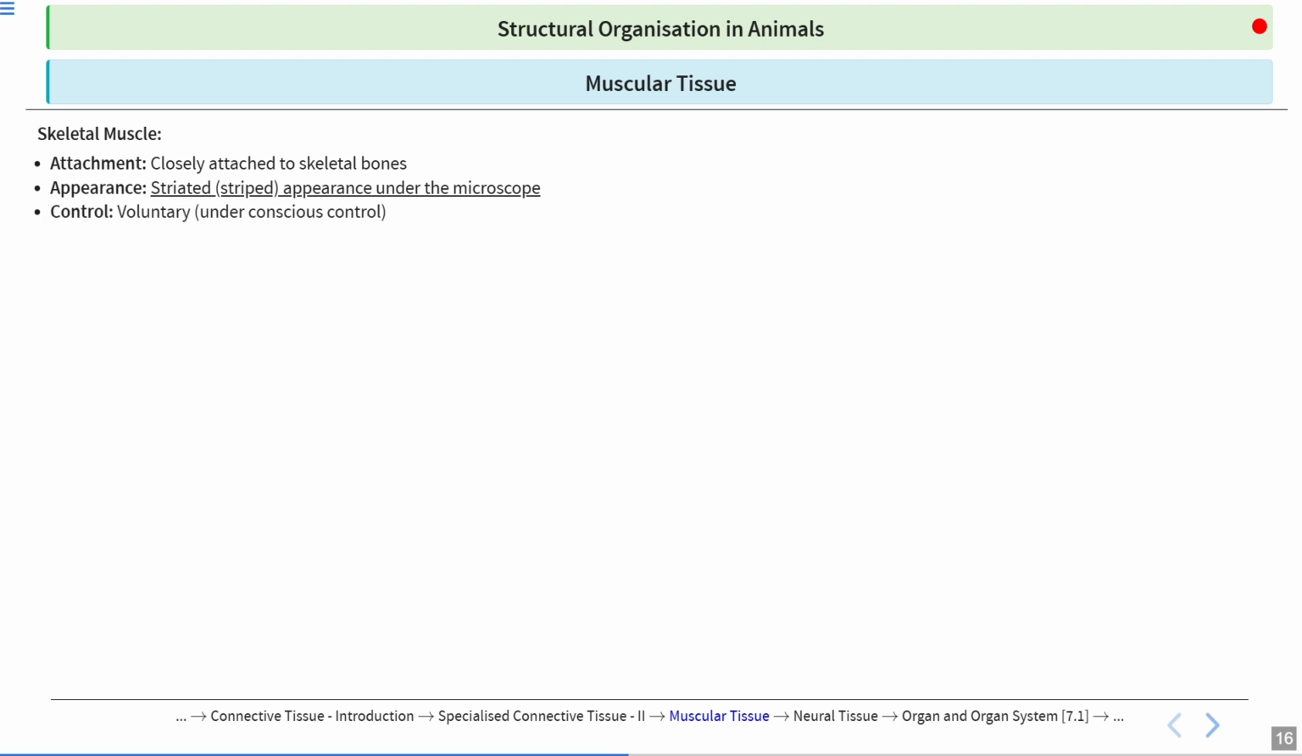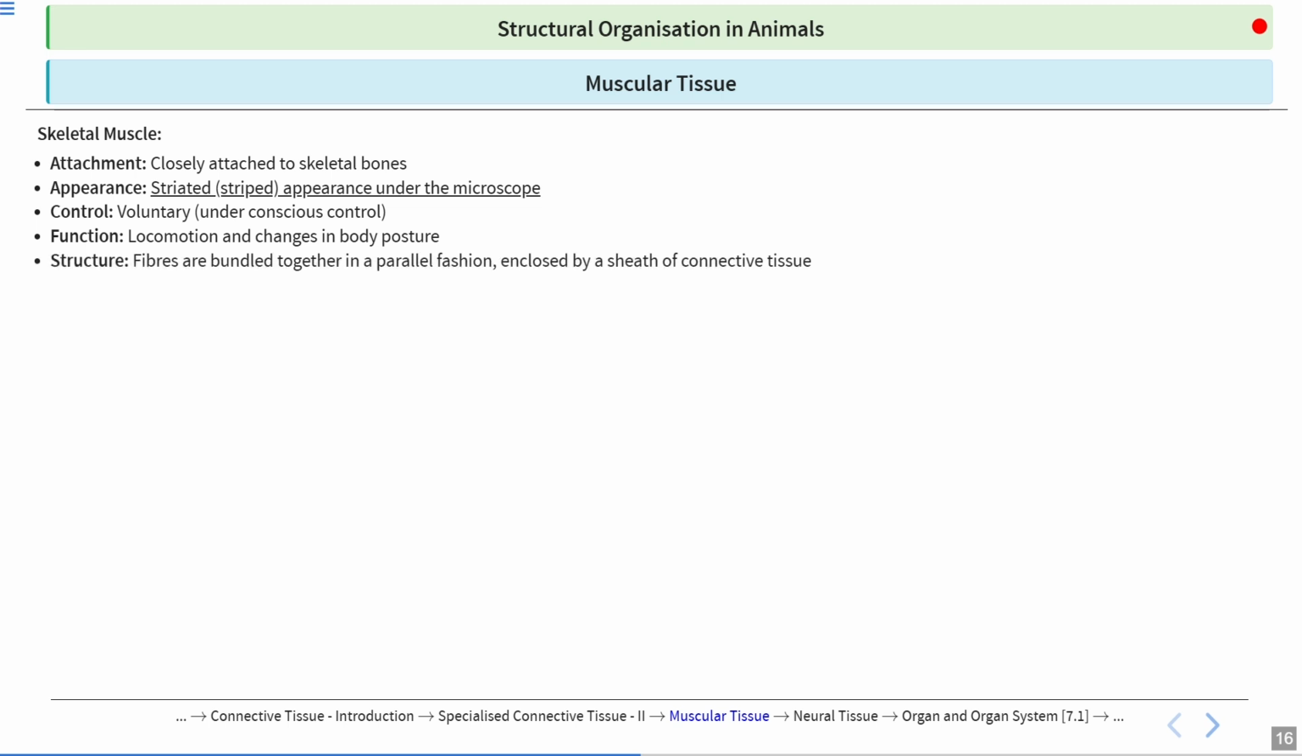Control: voluntary, because it is in your control. Whenever you want to run, you can run, because that muscle is in your control. So that is why it is voluntary muscle, under conscious control. Function: locomotion and changes in the body posture.